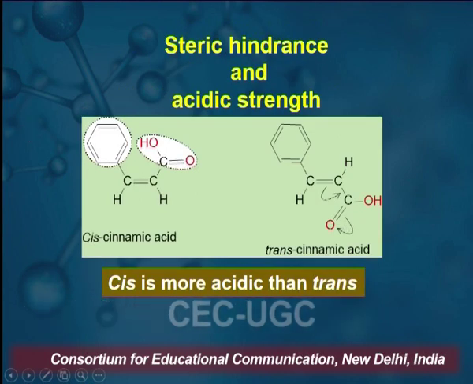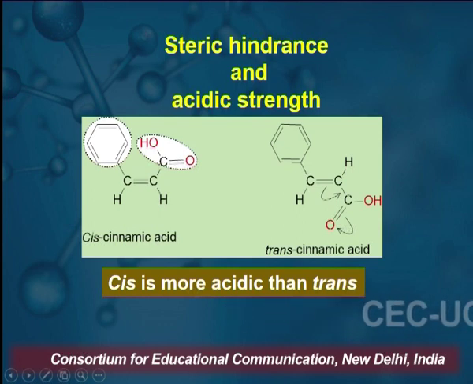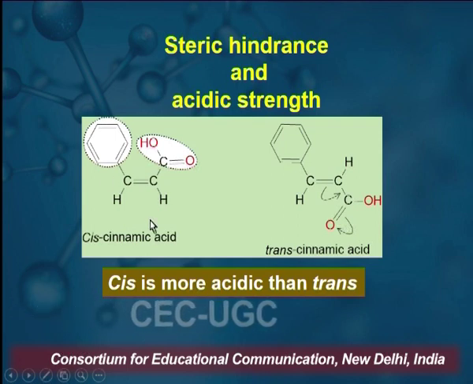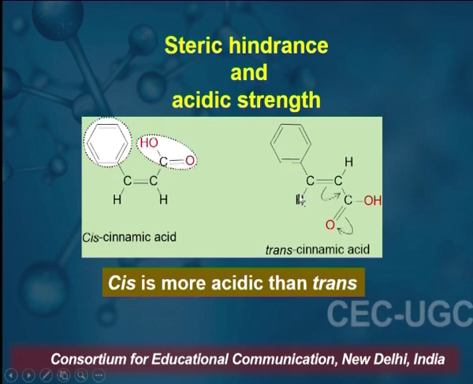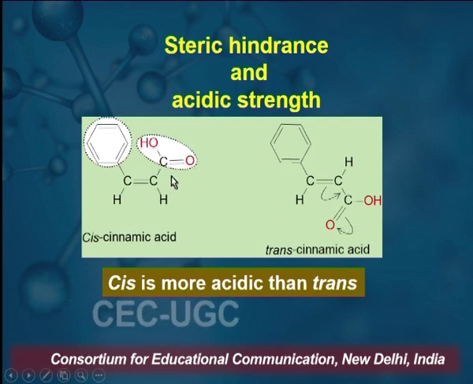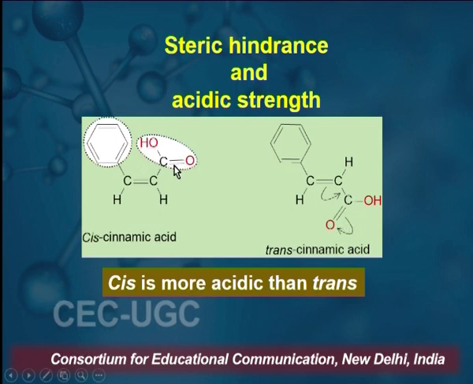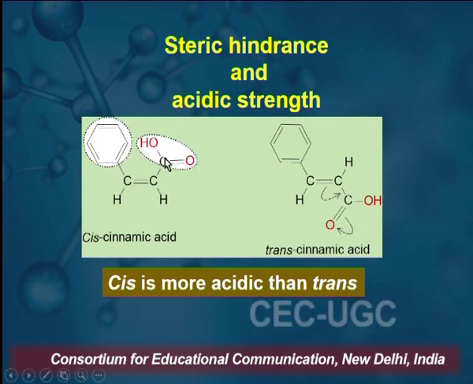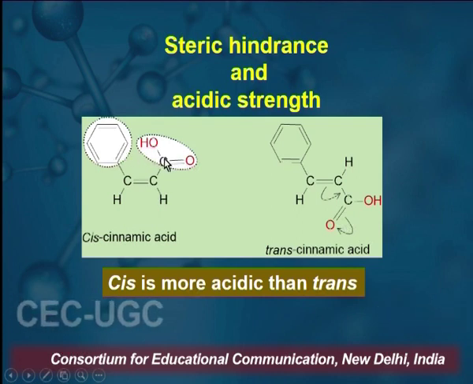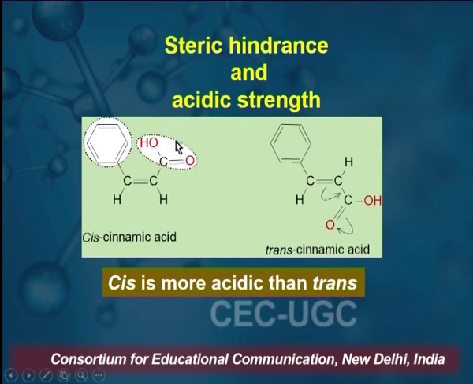Now, in another example of carboxylic acid, we will be discussing how steric hindrance affects the acidic strength. This is the case of cis-cinnamic acid and trans-cinnamic acid, and cis-cinnamic acid is found to be more acidic than trans. Now, in case of the cis isomer, the benzene ring and the carboxylic group are present on the same side of the double bond, right. When they are on the same side, there will be steric crowding or steric hindrance, due to which the molecule will not have planarity. So, to attain stability, the molecule will be a bit away from planarity.